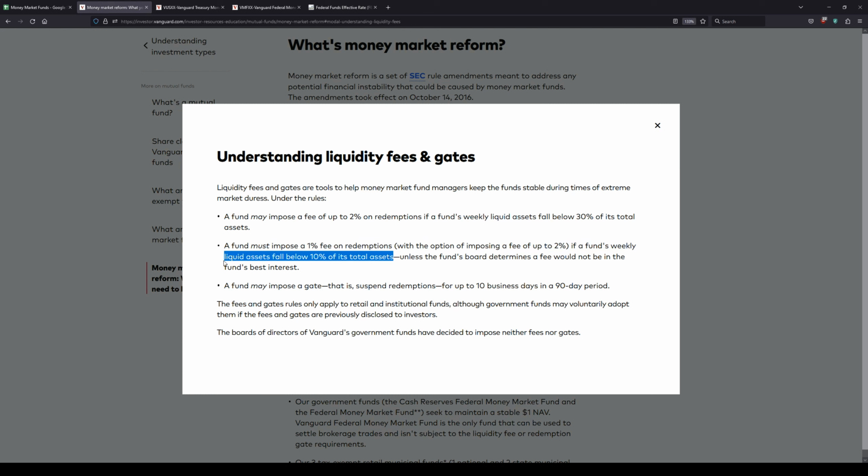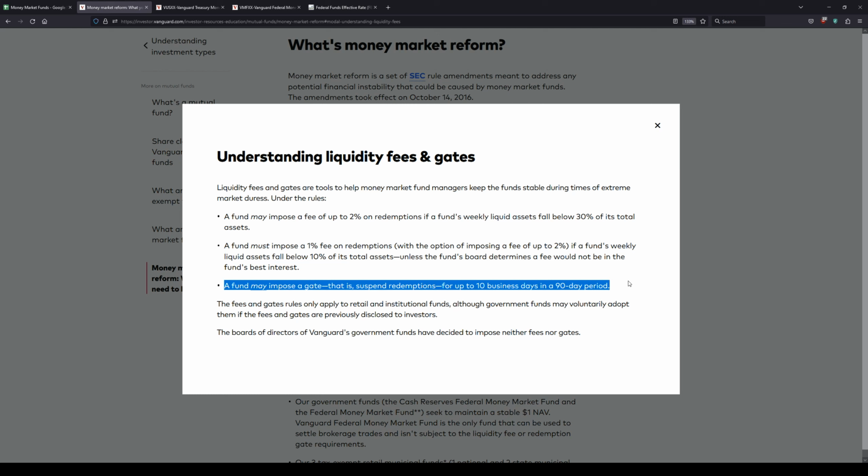Needless to say, if weekly liquid assets fall below 10%, that's a pretty big issue with the fund, as it can become illiquid very quickly, especially if news of that got out and people started pulling money out of the fund. In those extreme scenarios, a fund may impose a gate, that is, suspend redemptions entirely for up to 10 business days in a 90-day period. So what this effectively means is that money market funds may say, hey, sorry, we're not going to allow you to pull your money out of these funds. They can do that for 10 business days in a 90-day period. That could be 10 days in a row, or it could be a day here, a couple days here, another day here, etc.